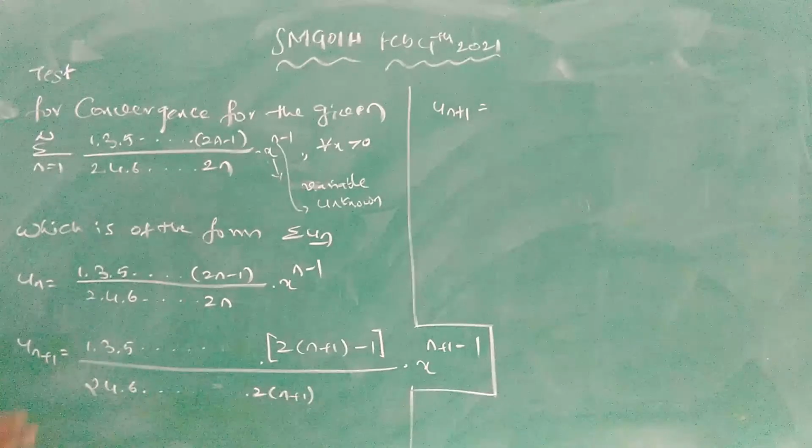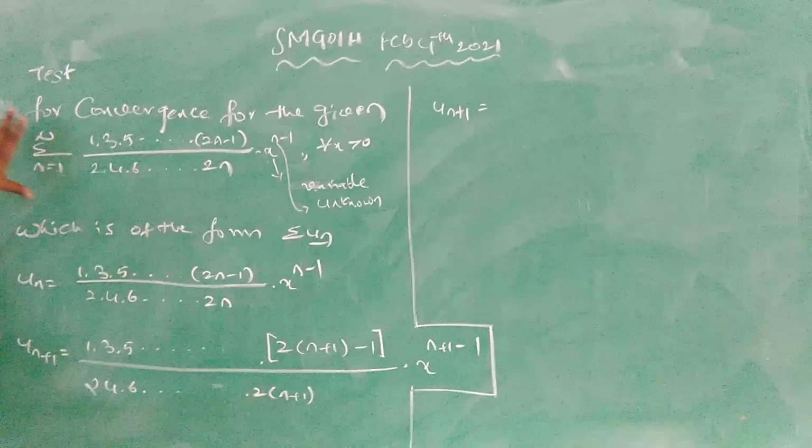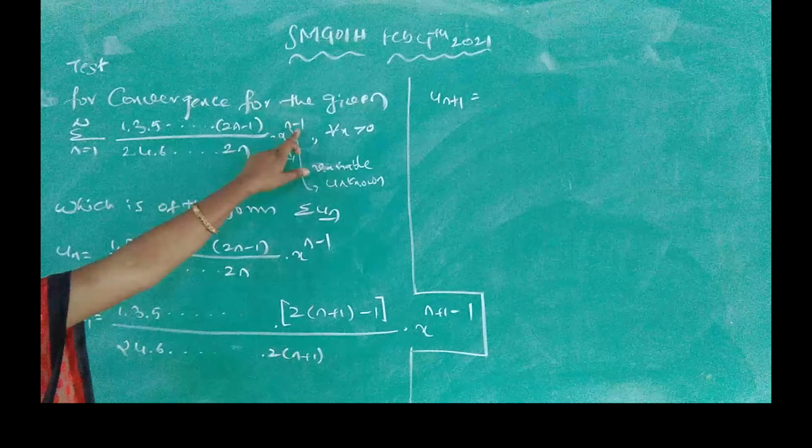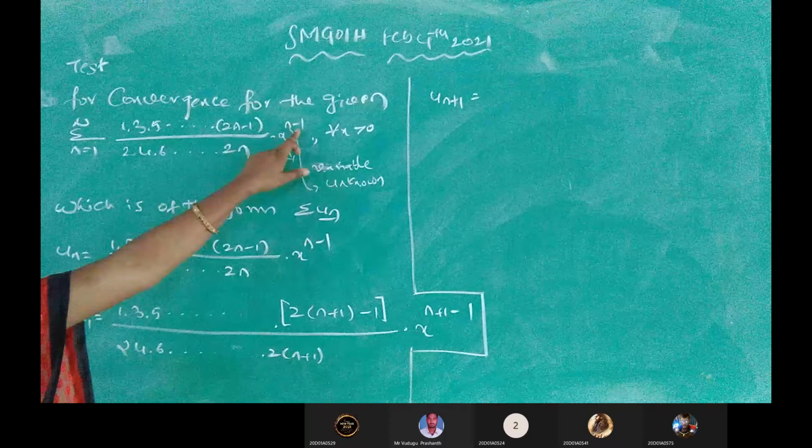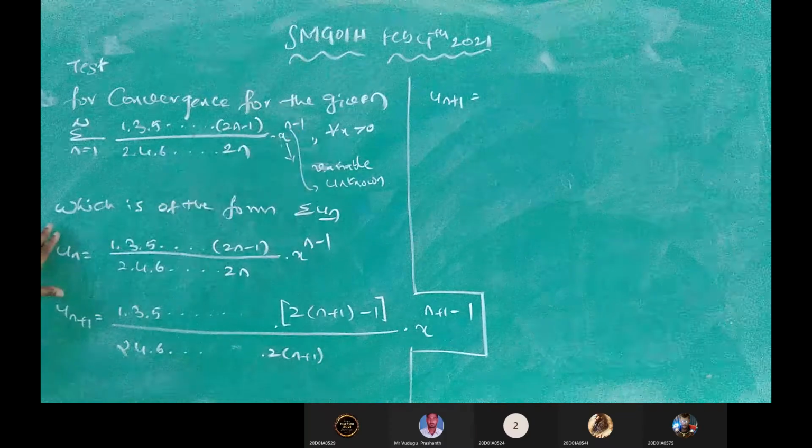Okay, see, this is the given problem: summation n equals 1 to infinity of (1 into 3 into 5 up to 2n minus 1) by (2 into 4 into 6 up to 2n) x to the power of n minus 1. Now in this, n is the unknown and x is a variable. For this sequence, we go for the D'Alembert ratio test. By using the D'Alembert ratio test, first of all we write un.